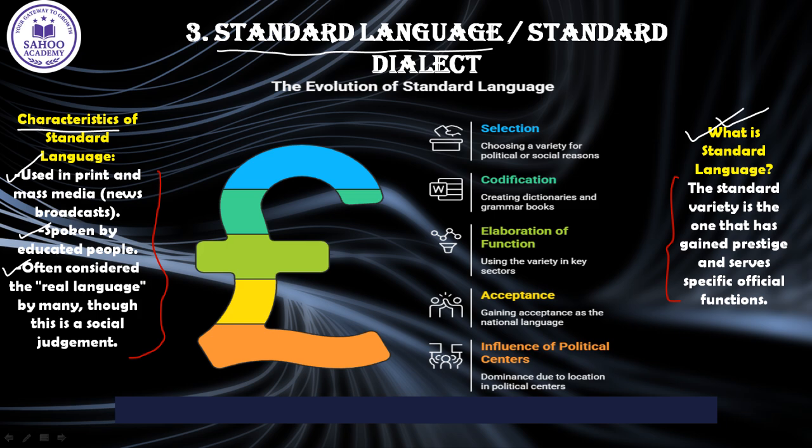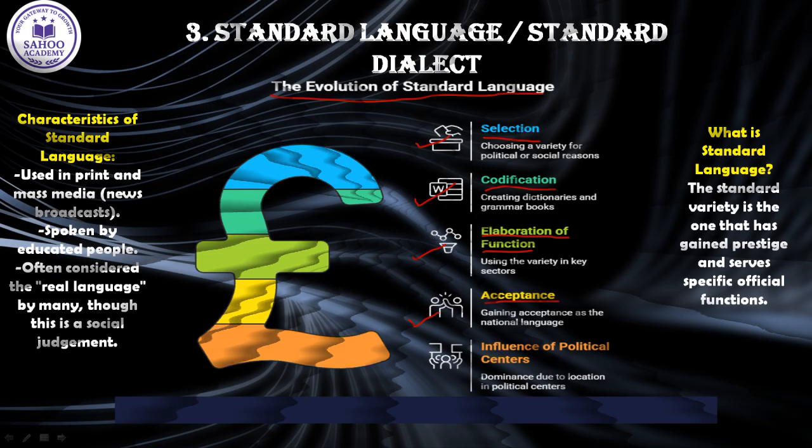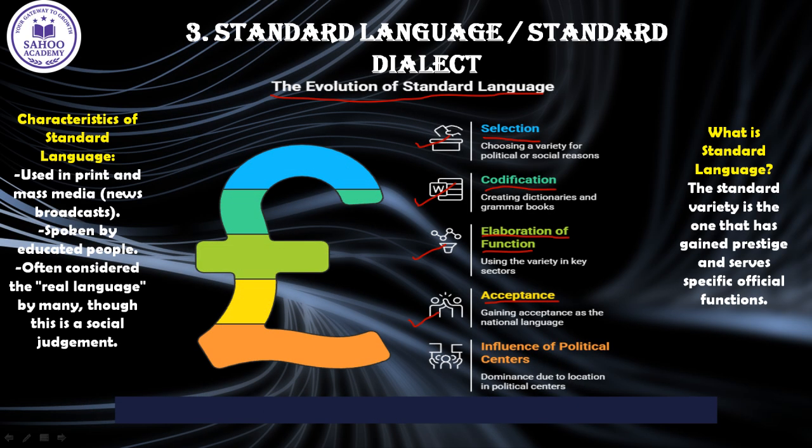But here is the critical question. How did this particular version of the language get to be the standard? That means, what is the process of its evolution? It does not happen by accident. It is not chosen because it is the oldest or the most logical. It is the result of a deliberate, multi-step process of evolution. Okay? So, this process usually unfolds in four key stages.